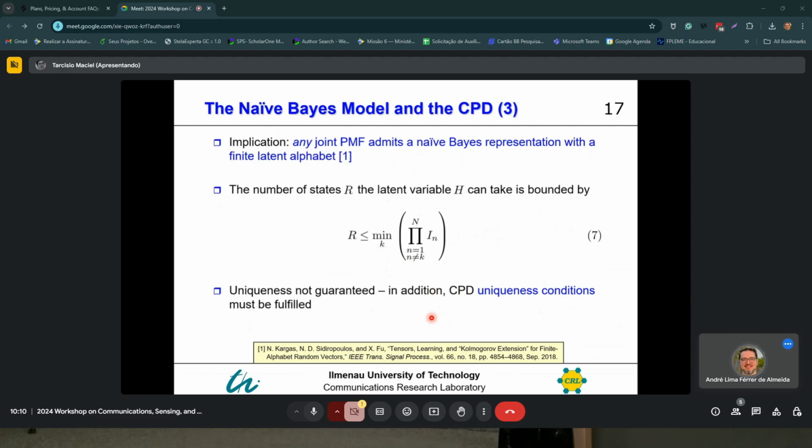And if you don't know about CPD uniqueness conditions, you should take Andre's course, because he will talk about the Kruskal conditions there, right? So, he will cover this.